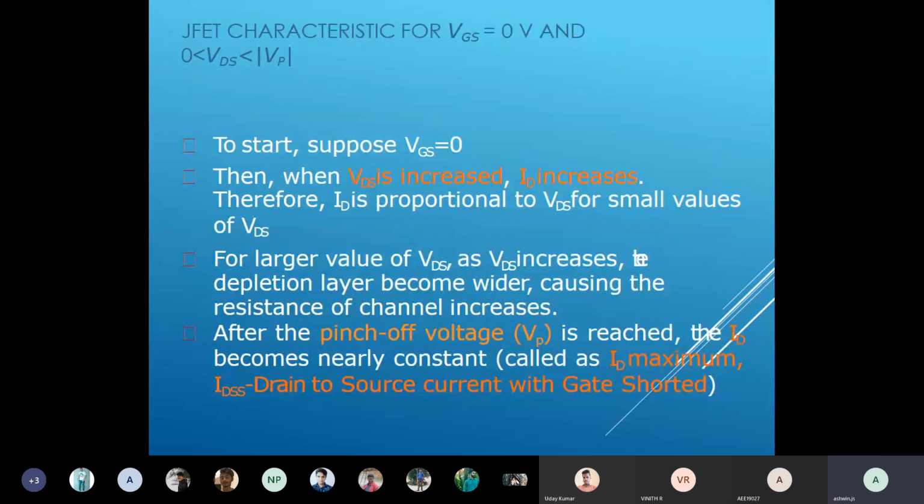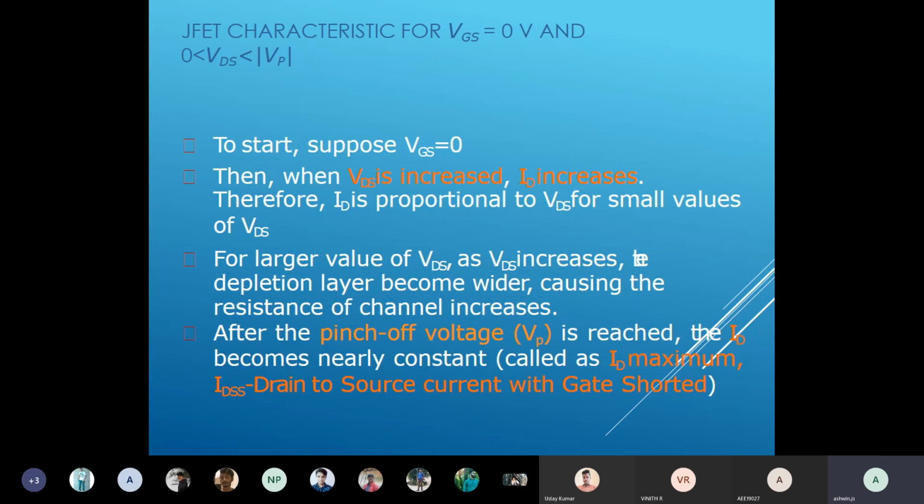So the characteristics they gave show the same thing. The first one is about VGS equal to 0, and I'm changing the VDS. What is happening? They gave it in terms of order, so I will just go through it, because I already explained. To start, suppose VGS equal to 0. When VDS is increased, ID will increase. Therefore ID is directly proportional to your VDS, so the drain current is directly proportional to your drain to source voltage.